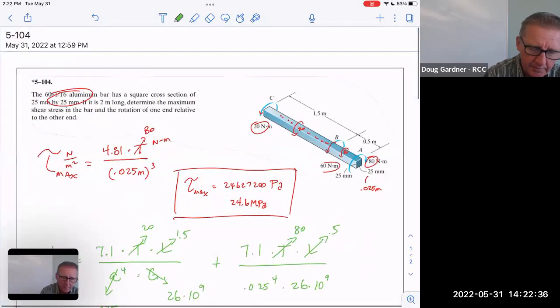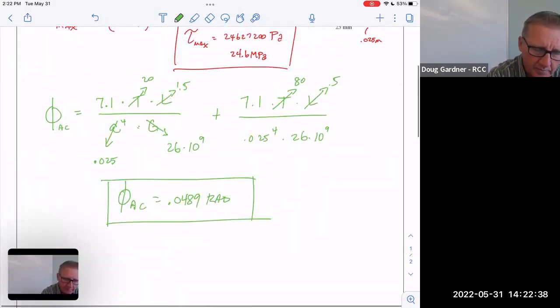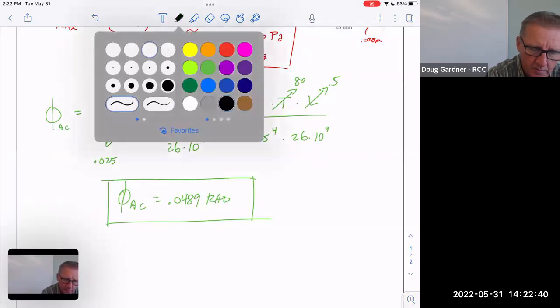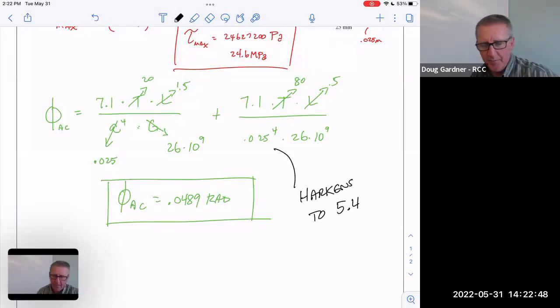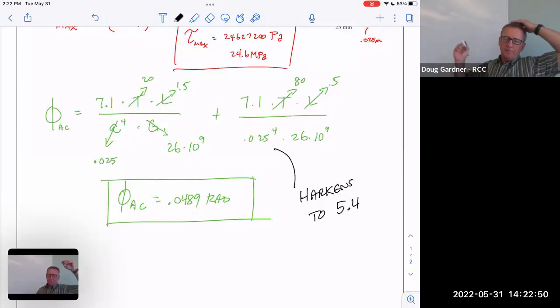Yeah, so I'll say this harkens to the questions that we did last time we were together in 5.4, where we actually did have to add them when the ends weren't pinned together.